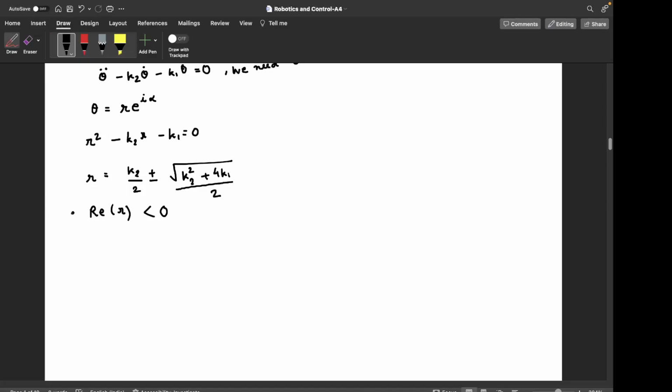This is a condition, right? So the real part of r is this one. This means that k2 by 2 is less than 0, and this means k2 is less than 0. So this condition we arrive at, that k2 should be less than 0.